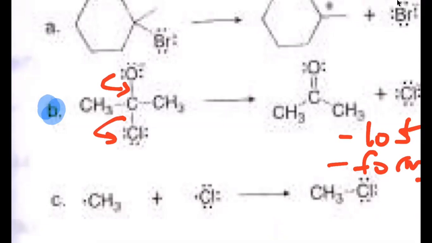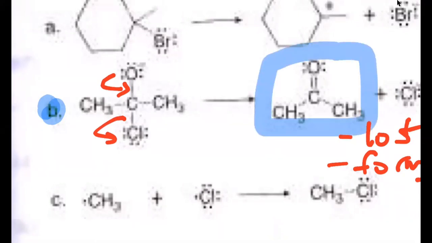What type of reaction do you think that is? So notice what I did. I lost an atom or a group of atoms. In this case, I lost a chlorine, and then I made a pi bond. So this is an example of what type of reaction? Elimination. Good. Very good. That's an example of elimination.